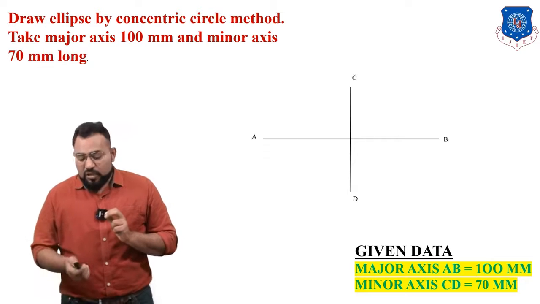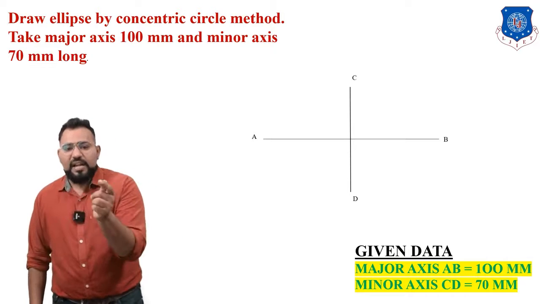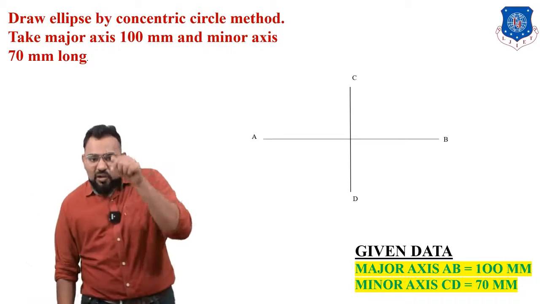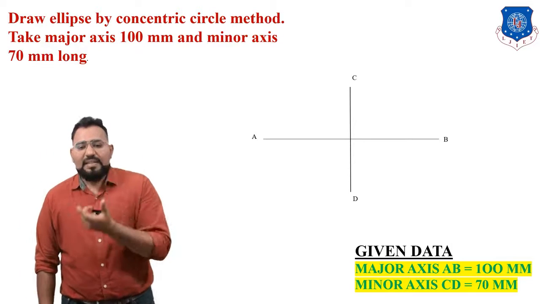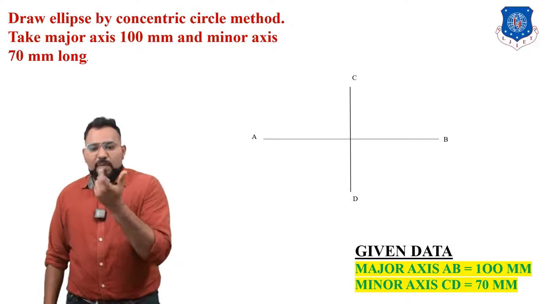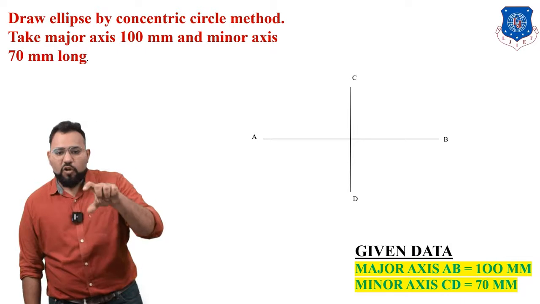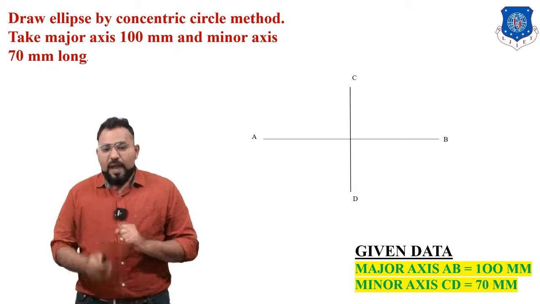Now we are going to give a name. So the major axis, which is 100 mm, is known as AB, and the minor axis, which is 70 mm, is known as CD. So here, when I say major axis, I'm talking about AB. When I say minor axis, I'm talking about CD. Okay. Now what we have to do?